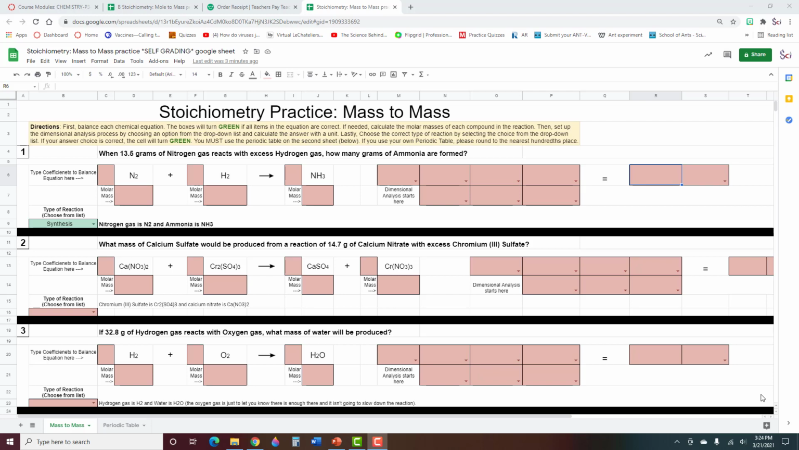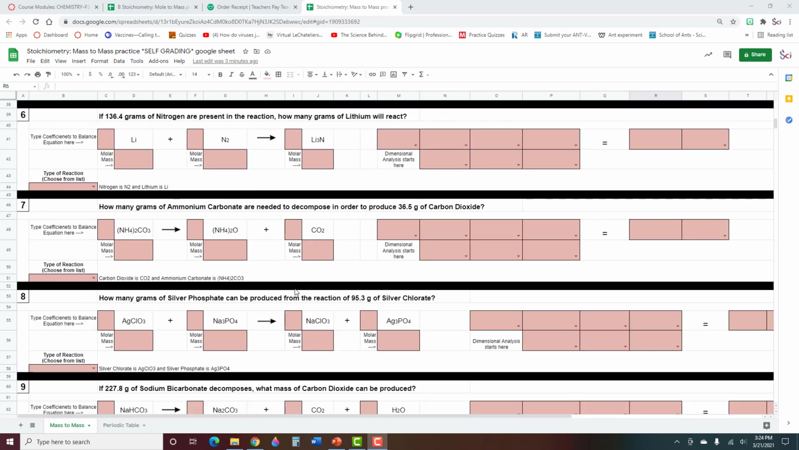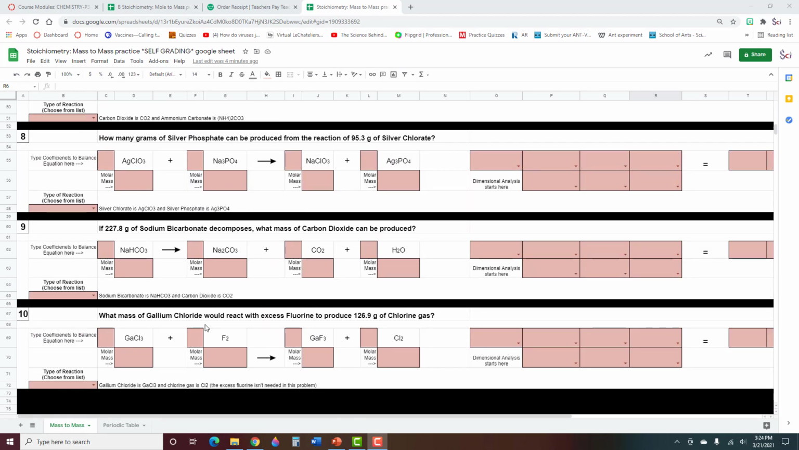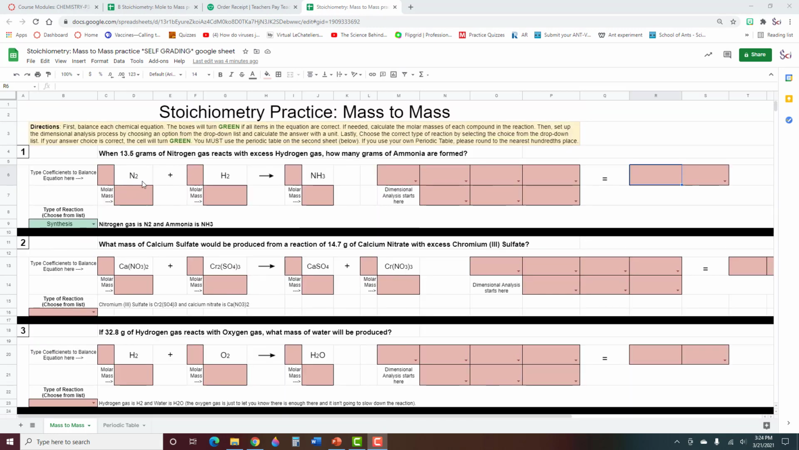So for this assignment here, you're still doing the mass-to-mass problems that you did before. These are exactly the same problems, so these are the ones you balanced in the last worksheet. The only difference is the last one is not the same. But other than that, 1 through 9, they are the same, meaning their molar masses are the same as well.